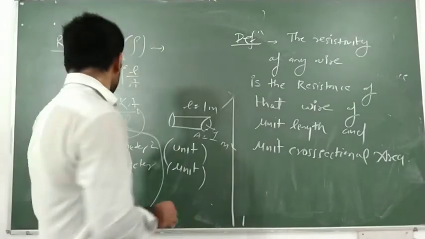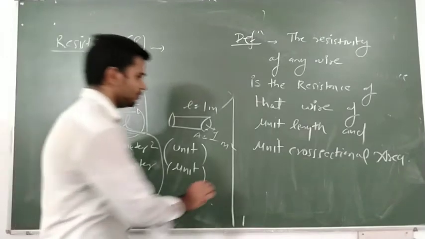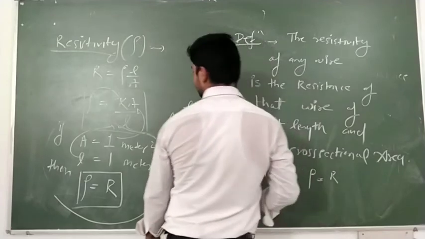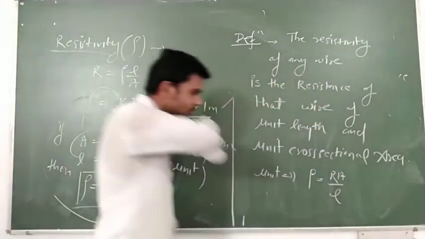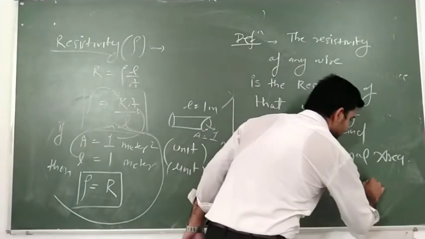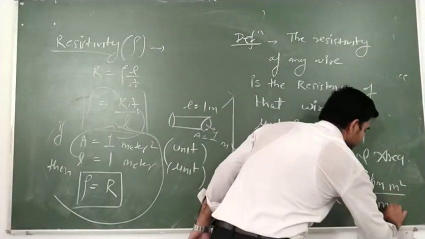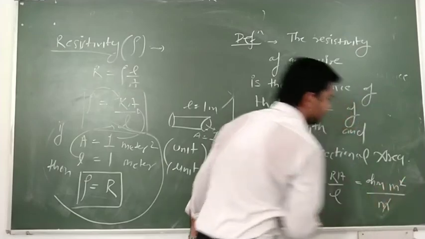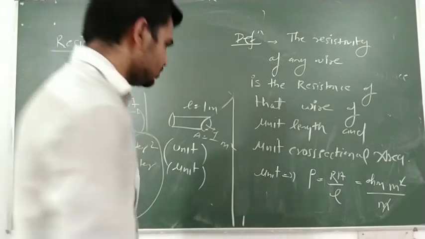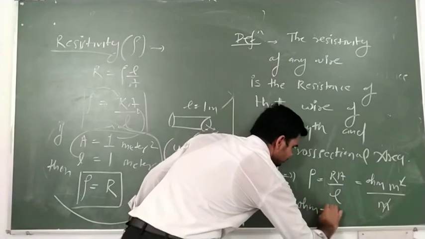Done. Now the formula I mentioned here is the formula of resistivity. Now the unit we derive from the formula. So rho is equal to R A upon L. The unit of resistance is ohm. The area is meter square and the length is meter. Just cut this 1 meter and 1 meter from the numerator and denominator. So you will get ohm into meter. The unit of resistivity is ohm meter.